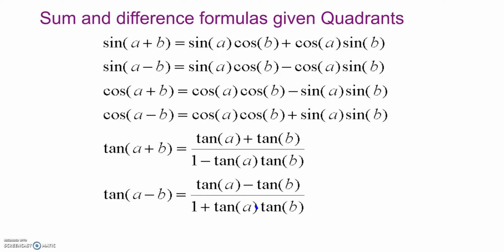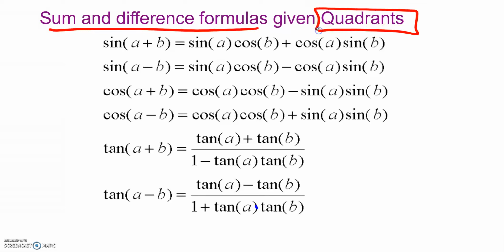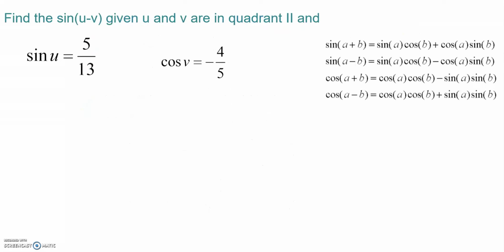Welcome to the video on using sum and difference formulas, but this time given in a particular quadrant. And notice here as a summary, I have all of the sum and difference formulas for sine, cosine, and tangent. During this video, we are mostly going to be focusing on the first two. Tangent is used, as you've seen in previous videos, but not as much in this particular one. So let's get started here on a few examples.